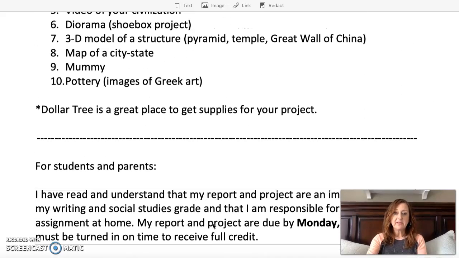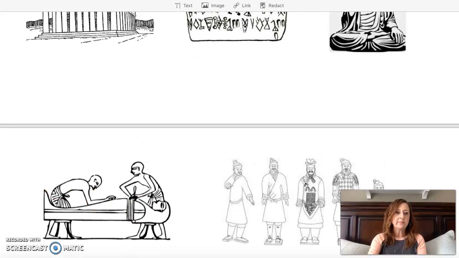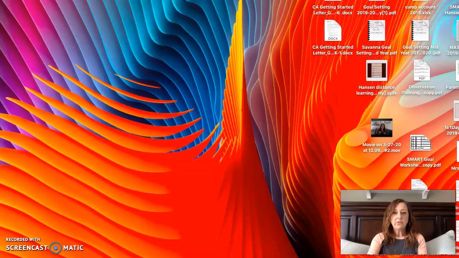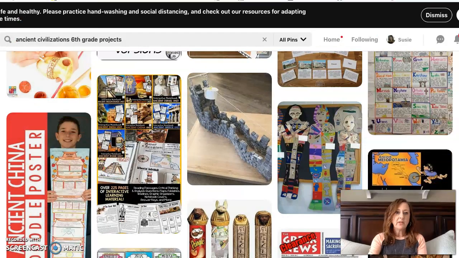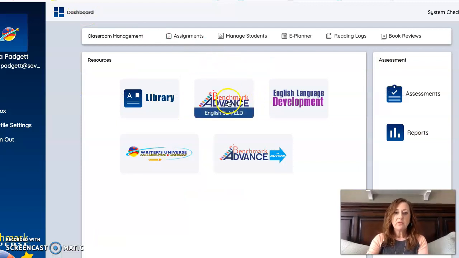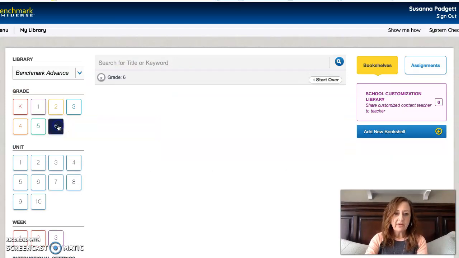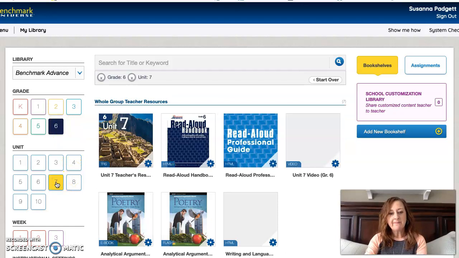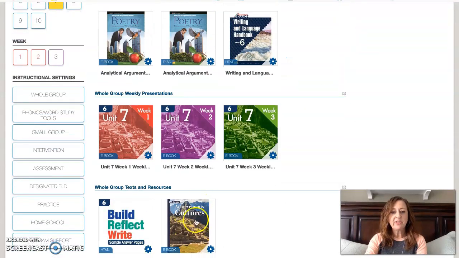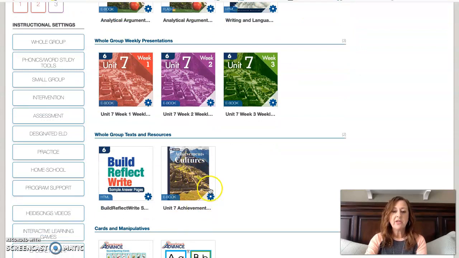For Benchmark Advance, I'm going to show you. So you can go on, I think I have it up right here. Okay. So go to Benchmark Advance, and you're going to click on, I believe you click on Library. My teacher page looks a little bit different, so I'm going to click on where I know I'll find my books. I'm going to 6th grade. Go to Unit 7, and that's where you see your Benchmark Advance Online, your ancient cultures. So this book here has some great resources. You can get information there for your report and project.